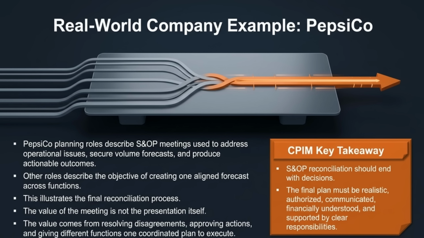CPIM key takeaway. S&OP reconciliation should end with decisions. The final plan must be realistic, authorized, communicated, financially understood, and supported by clear responsibilities, deadlines, assumptions, and risks. Together, these decisions produce one coordinated business plan that connects demand, supply, resources, finance, risk, and customer service.